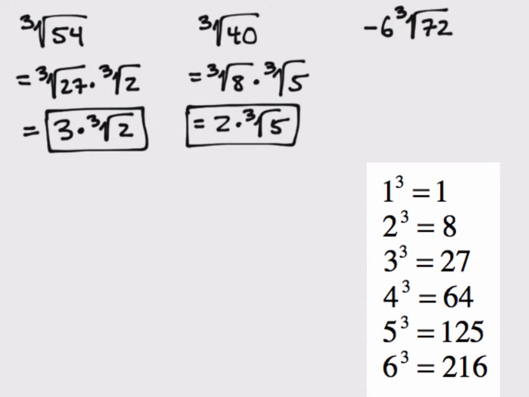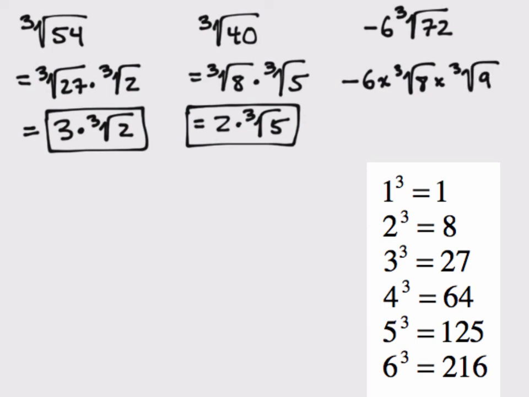Last one. All right, that negative 6 out in front, don't worry about it. We're going to simplify the third root of 72, just keeping that negative 6 along for the ride. So we got to think, are there any perfect cubes that are factors of 72? 1, 8, 8. 8 again. 8 times 9 is 72. So we can write this as negative 6 times the third root of 8 times the third root of 9.